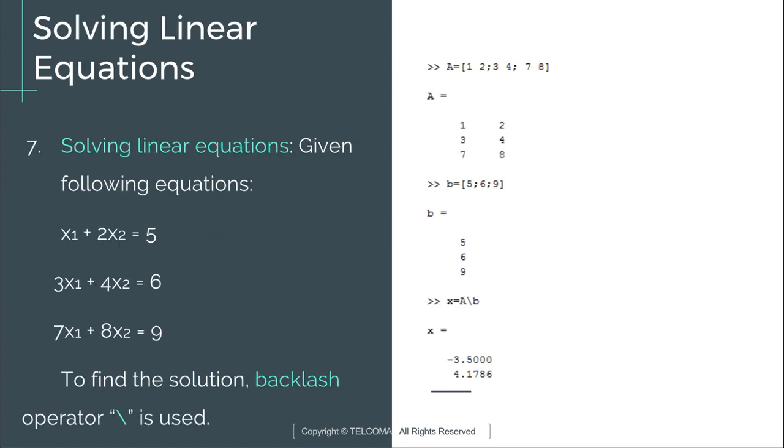Next is how to solve linear equations. To find the solution of a linear equation, use the backslash operator. Like we have matrices A equals some values, B has some values, and we have to find the linear solution. So we can write it as x equals A backslash B. This will give you the results for those particular variables.